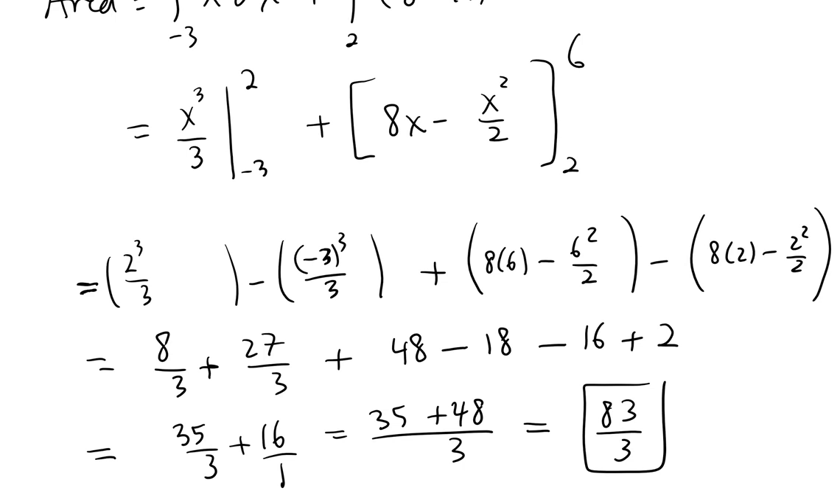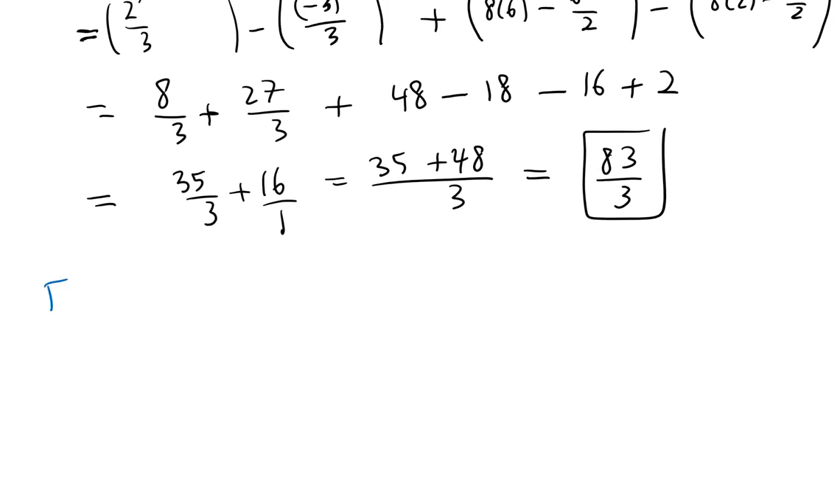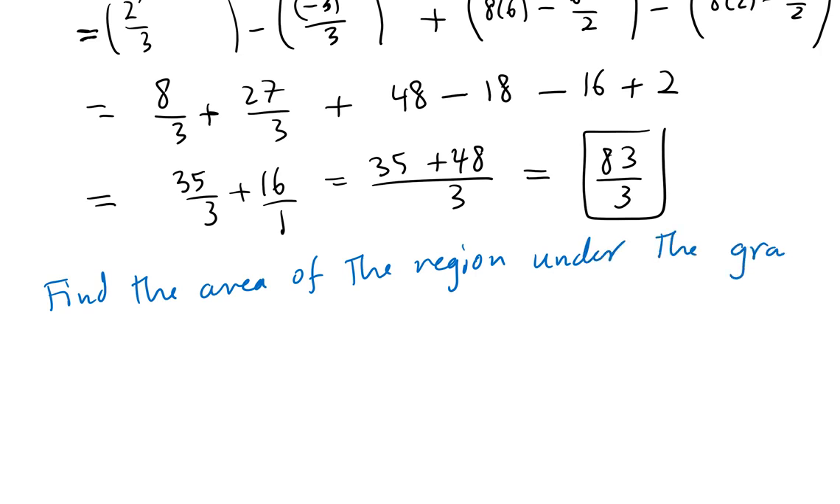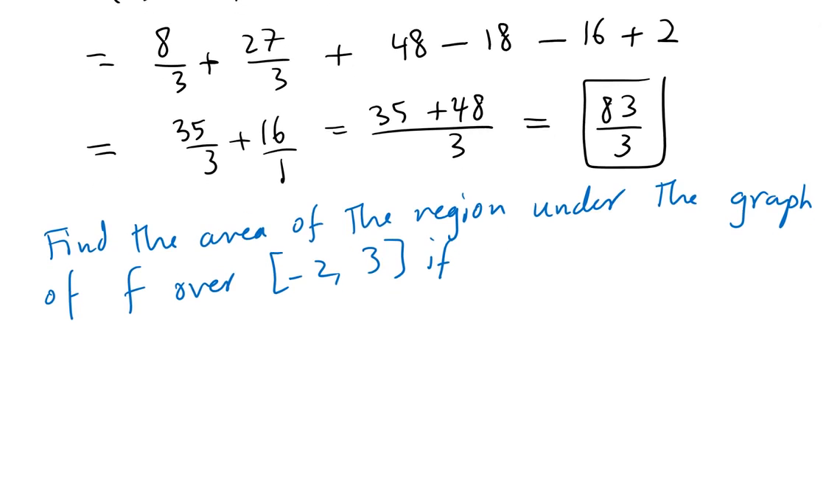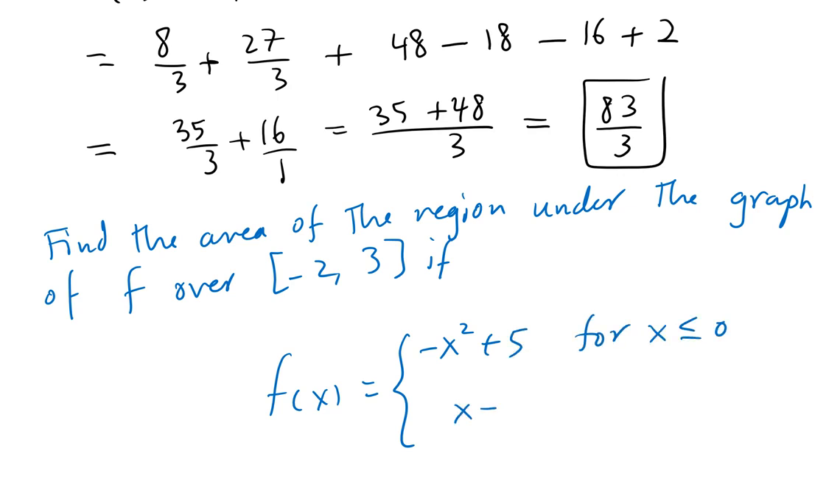Another example similar to this one. Find the area of the region located under the graph of f over the interval -2 to 3, if f of x equals -x squared plus 5 for x less than or equal to 0, and x plus 5 for x bigger than 0.